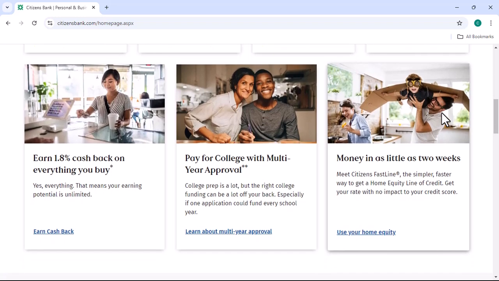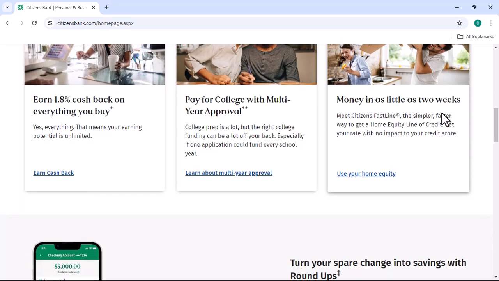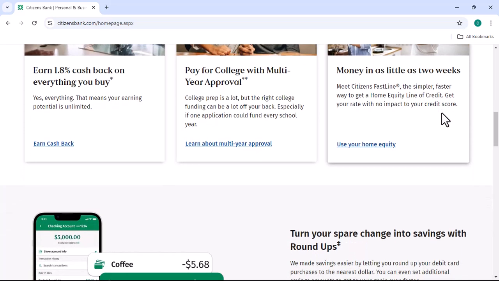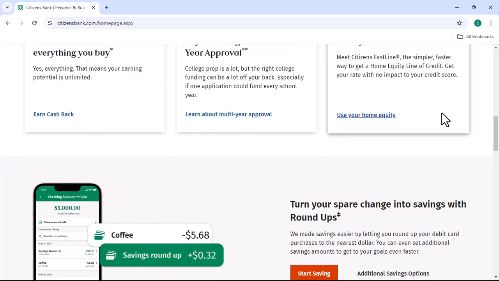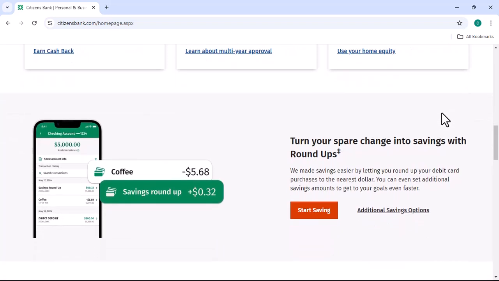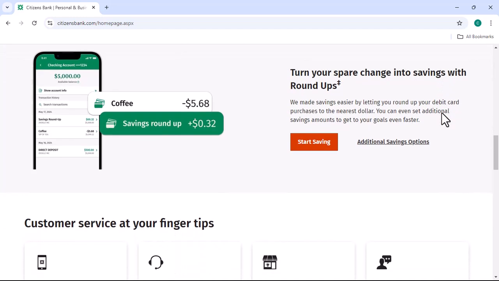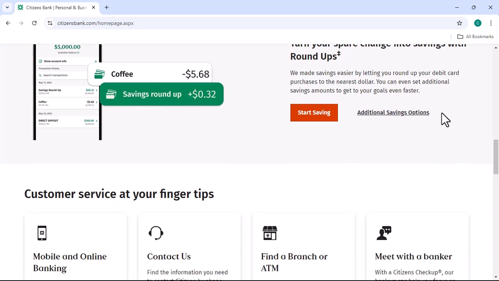There are a few different types of fees that Citizens Bank charges. These include monthly service fees, overdraft fees, ATM fees, out-of-network ATM fees, wire transfer fees, foreign transaction fees, return check fees, and late payment fees.